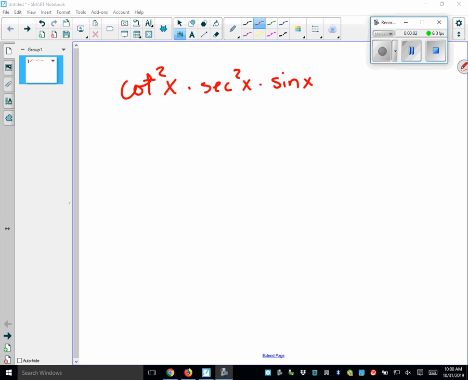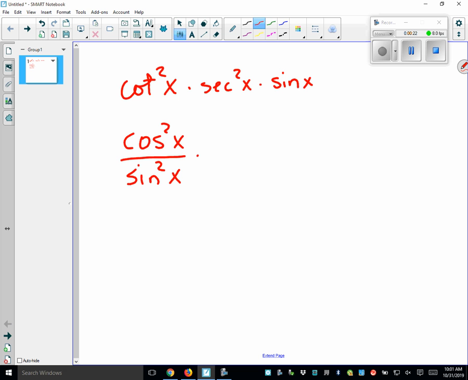Simplify. How am I going to simplify this? Change everything to sine and cosine? What is cotangent squared? Cosine squared over sine squared.